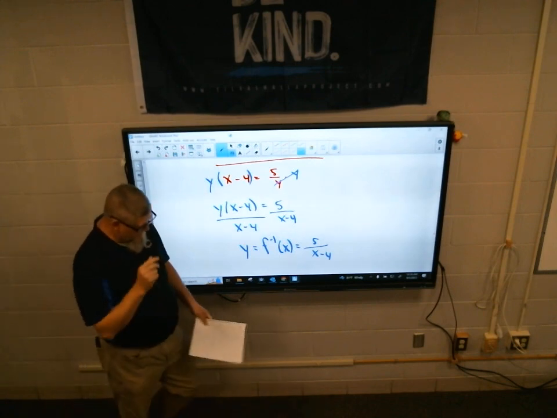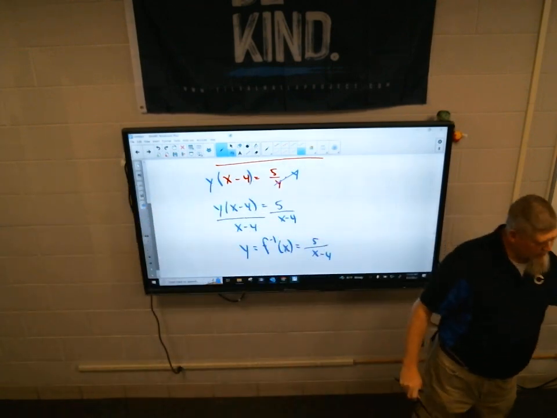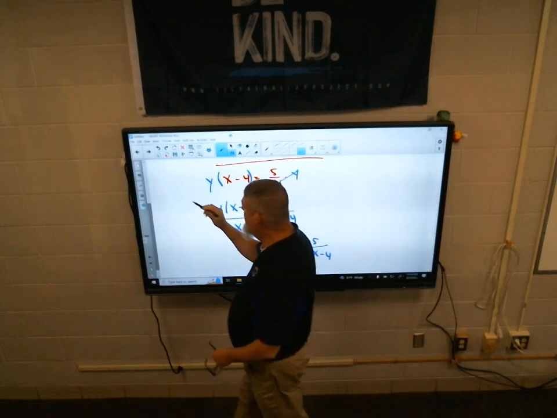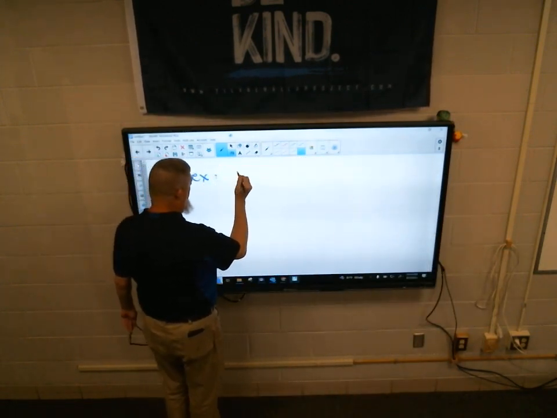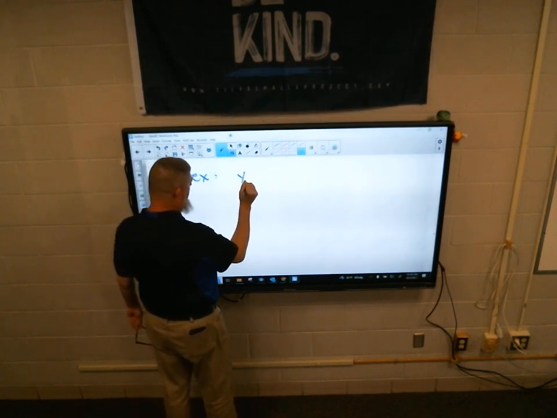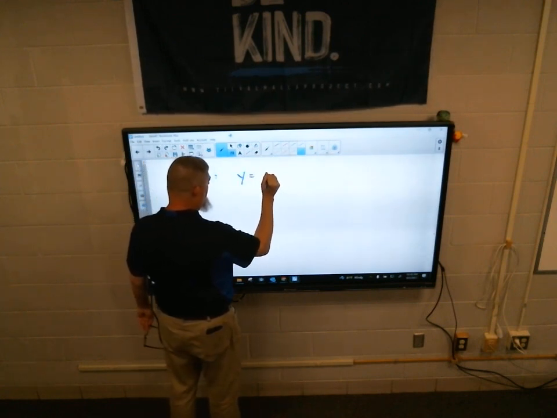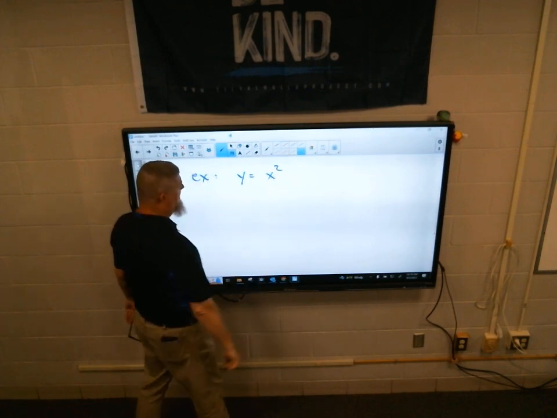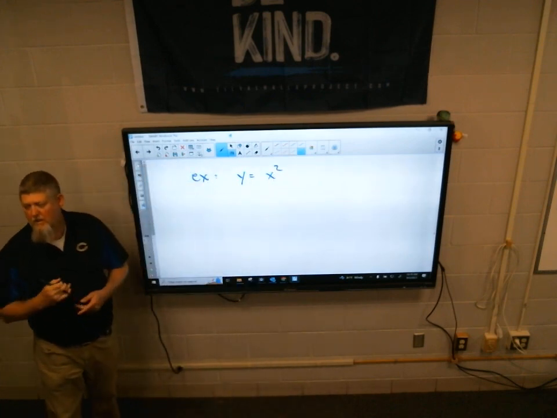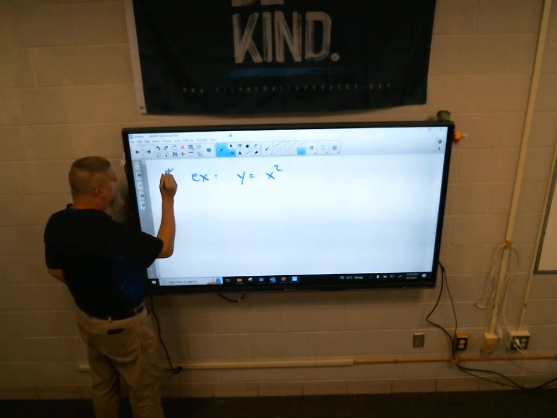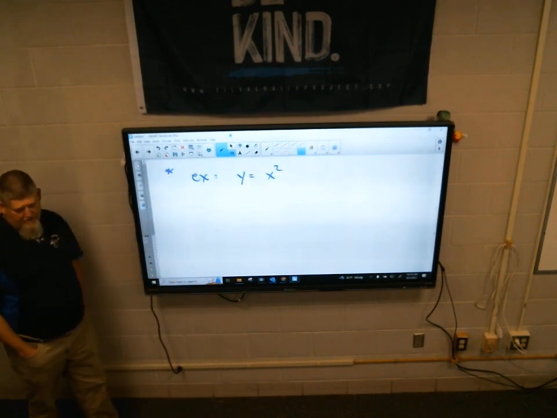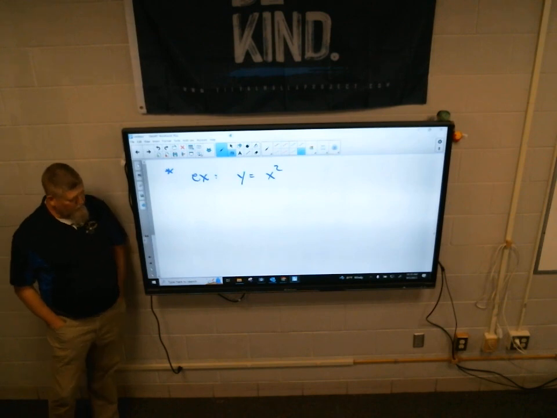All right, last example. I'm once again not going to write f of x, just going to write y equals, let's just go with x squared. Now, I'm going to put a little star by this one, because there's a problem with it. What's wrong with y equals x squared?